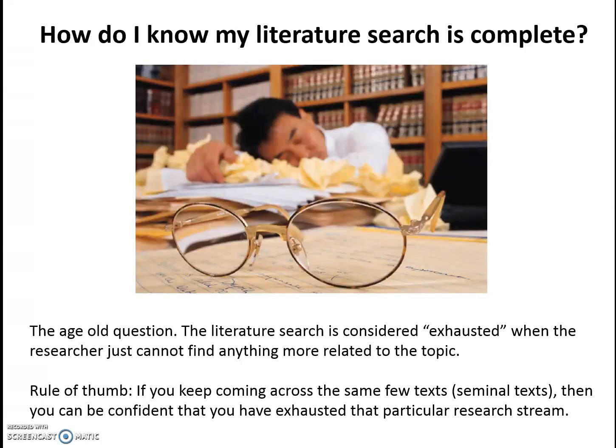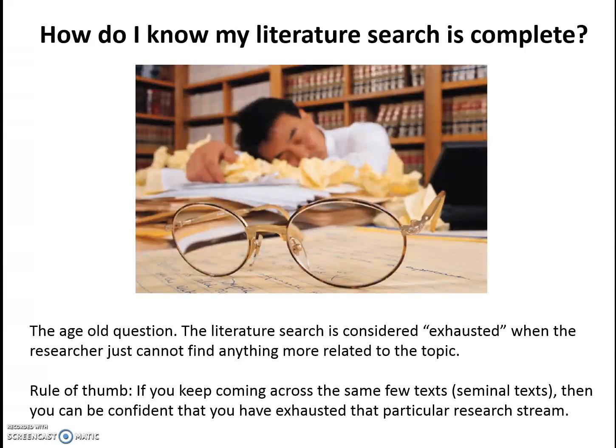The way I describe it is I say, you know, the literature search is considered, quote, exhausted, unquote, when you just simply can't find any more related to your topic. You've searched EBSCO's Discovery Service, you've searched ProQuest, you've searched Google Scholar, you've looked at bibliographies, you've talked to experts in the field, and you just keep coming across the same articles again and again and again.